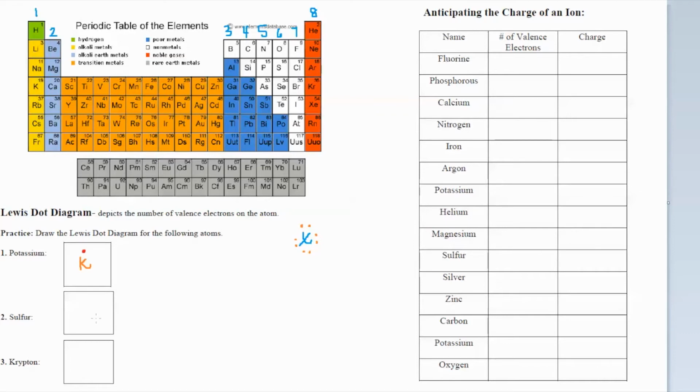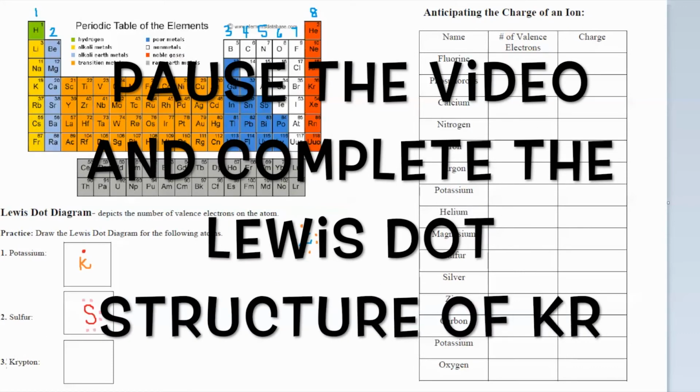For sulfur, the chemical symbol is S. If you look at sulfur right here, it's got 6 valence electrons. The way I'm going to fill it, I'm going to put 2 here, 2 on this side, and 2 on the bottom. You can fill it any way that you want, just remembering that on the top, the bottom, and each side, you can only fit 2 valence electrons. So what I want you to do right now is pause this video and write the Lewis dot diagram for krypton. Then I'll move on.